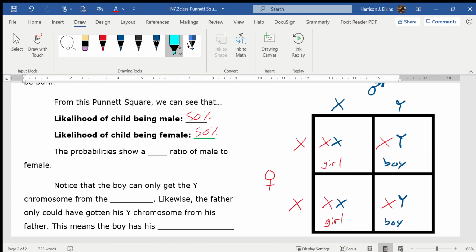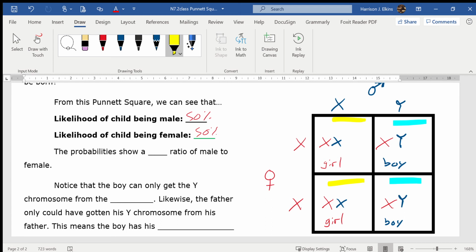Okay, if there were 4 kids, chances are, probability, 2 of them would be boys, and chances are that 2 of them would be girls. In this case, the boy gets the Y chromosome from the father, and the girl gets the X chromosome from the father. Remember, it's the father that decides. So it's always the father's fault, whatever the sex of the child is.